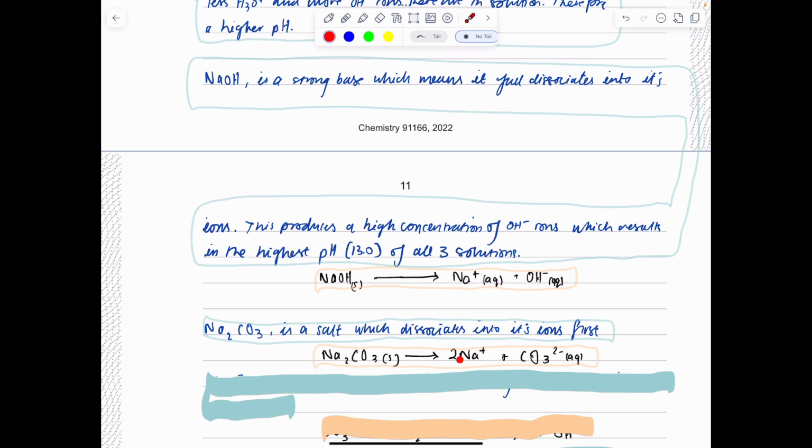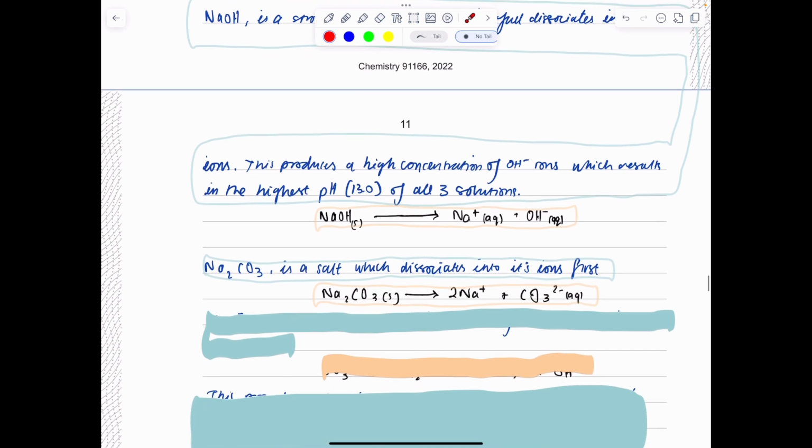Only ever add big numbers when you're balancing. CO3, we've only got 1 on this side, okay? 1 lot of CO3 on this side, which means 1 lot of CO3 on this side. And the charges balance finally. We've got 2 plus and 2 minus. They balance each other out. Everything is balanced. Good job. Okay, so it's a salt. Its first step is dissociating into its ions.